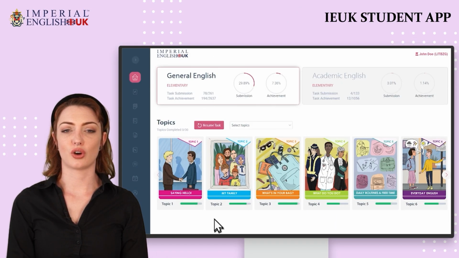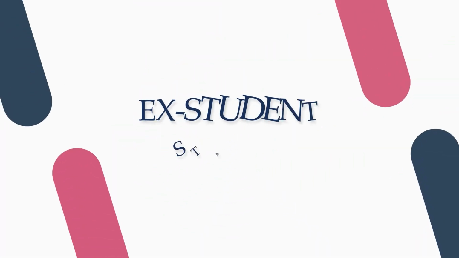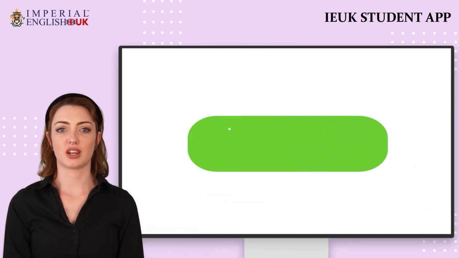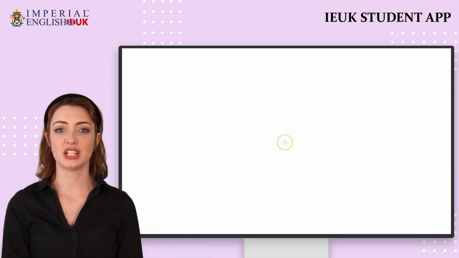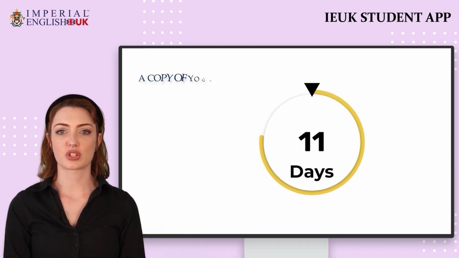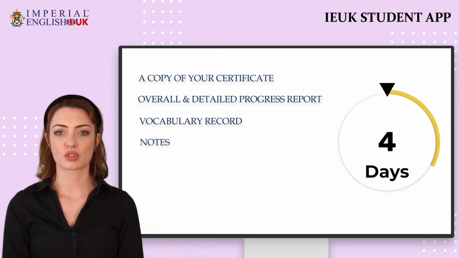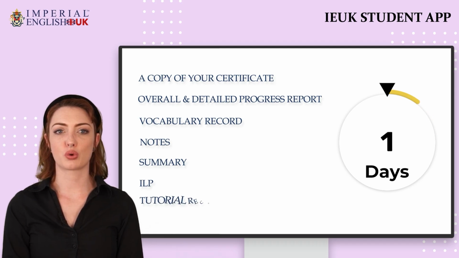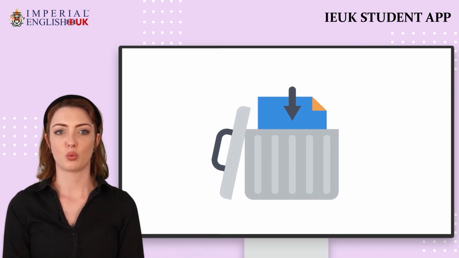You can see your certificate on the IEUK Student App by clicking on Management, then Certificate. When your certificate is issued, your status on the app changes to ex-student. From this date, you will have 14 days to access the apps. A copy of your certificate, overall and detailed progress report, vocabulary record, notes, summary, ILP and tutorial records for the course will be emailed in the form of a link for you to download. You must download all the files from the link within 14 days. After the link expires, all data will be deleted and access to the course and app will also end.